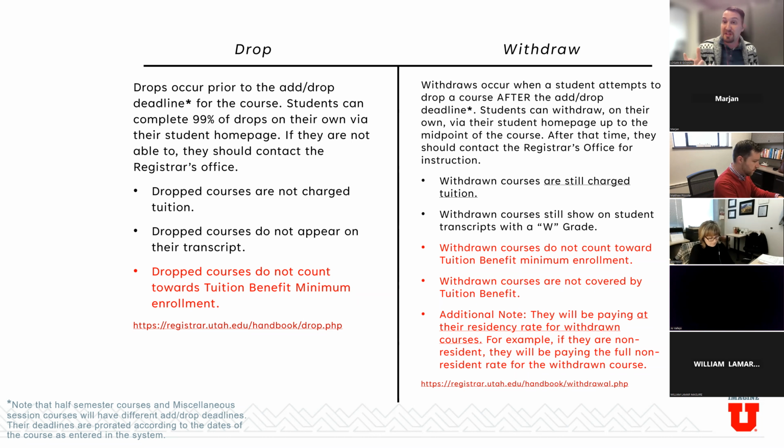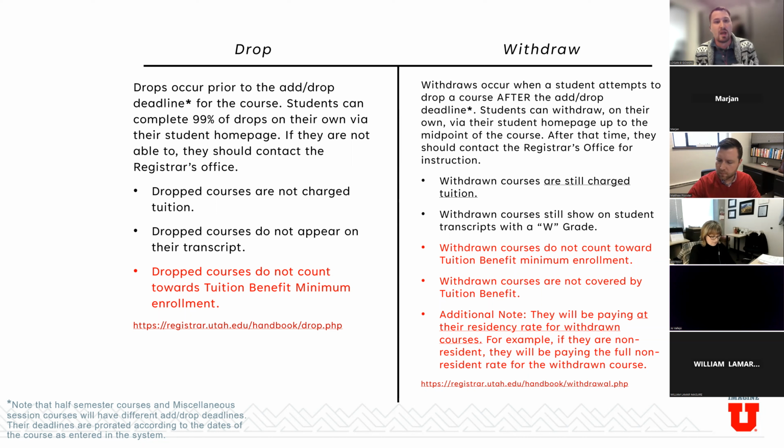Now, the important thing for tuition benefit purposes, dropped courses are not charged tuition. So when they're fully dropped from their record, no tuition charge is going to come through. It should disappear entirely. If for some reason they drop a class and that tuition charge is still showing, they should contact income accounting because that should go away pretty quickly after. It may not be instantaneous, but if in a business day that charge is still there, something else may be going on.